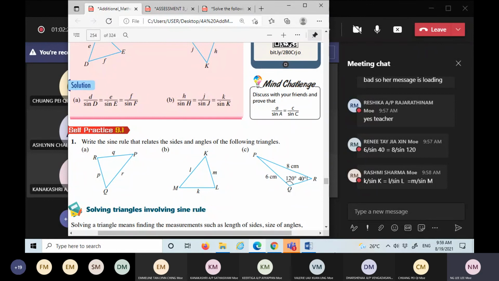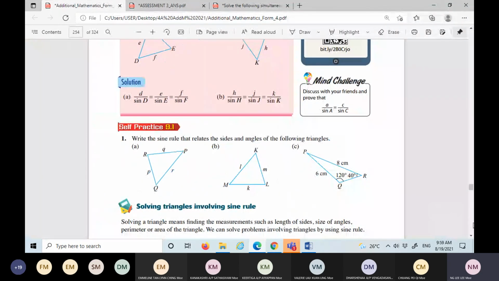Rashmi, come back already. I'm not asking Rashika to do it. Okay, never mind. I think that's all for today. So there's no homework for you.